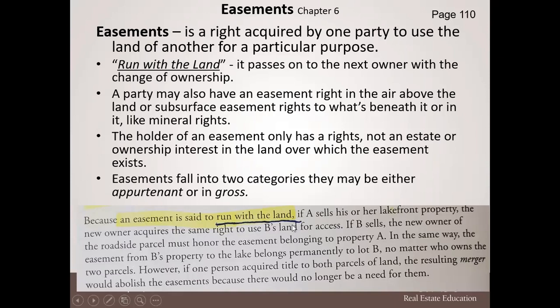Highlight: an easement is said to run with the land, page 110. Easement is said to run with the land.